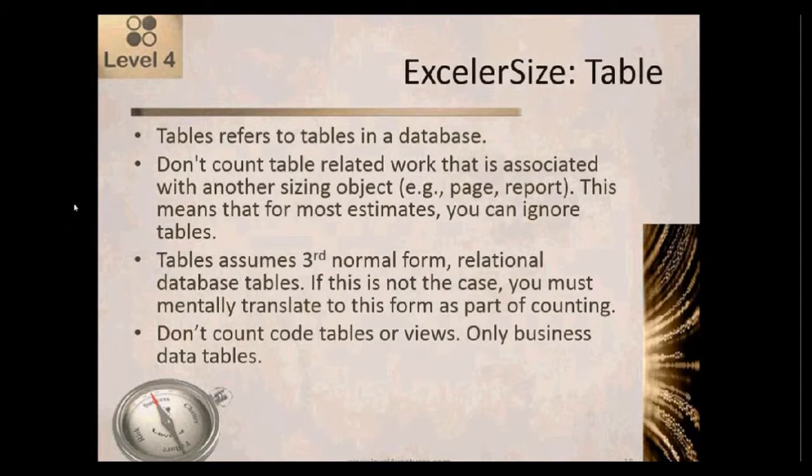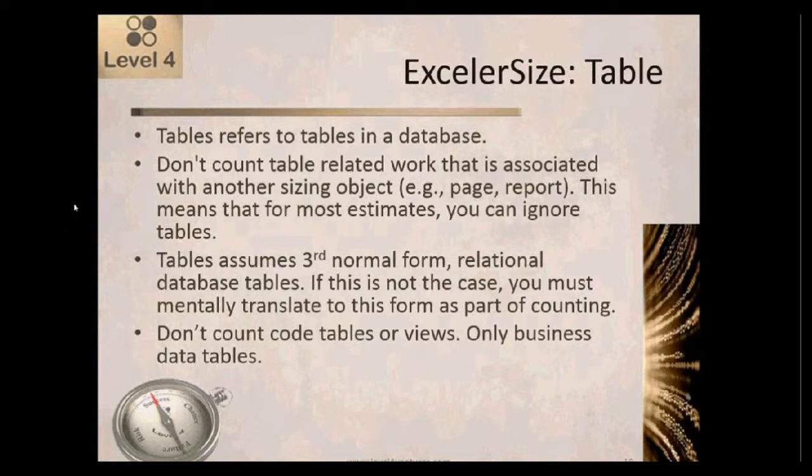When you are working with tables, we assume a third normal form relational database table. So third normal form basically means that it's structured to avoid repeating data. So if we have a standard relational database design, and we wanted to count the tables, we would just count the number of physical tables in that design that stored business data. However, there are situations where this won't be the case.